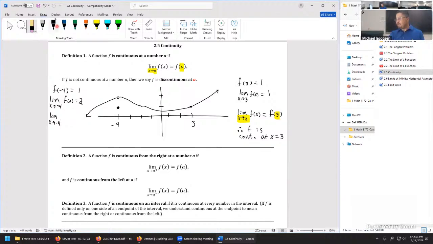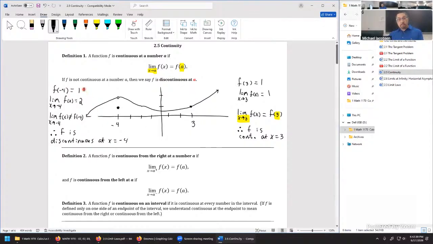Let me try to economize on my space better. f at -4 is not equal to the limit. Continuity means the limits were equal, so we get to say, therefore, f is discontinuous at x equals -4. The limits tell the story.